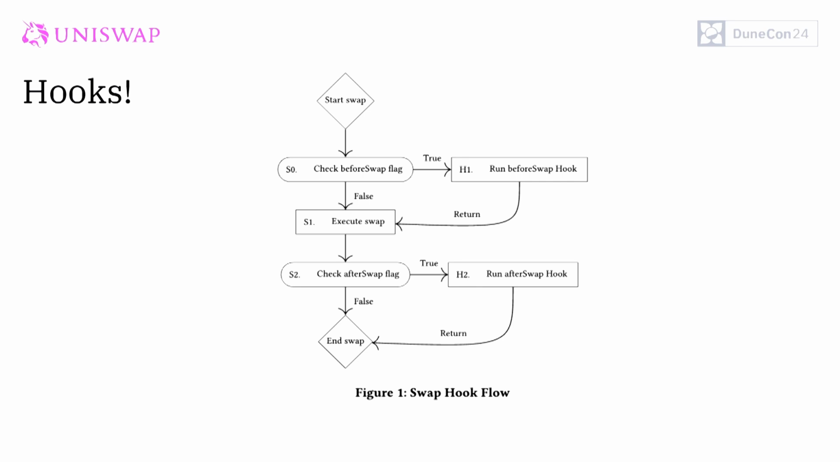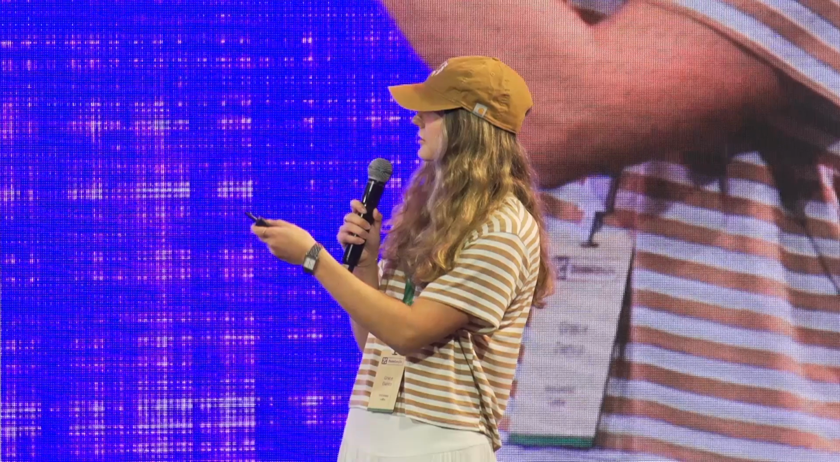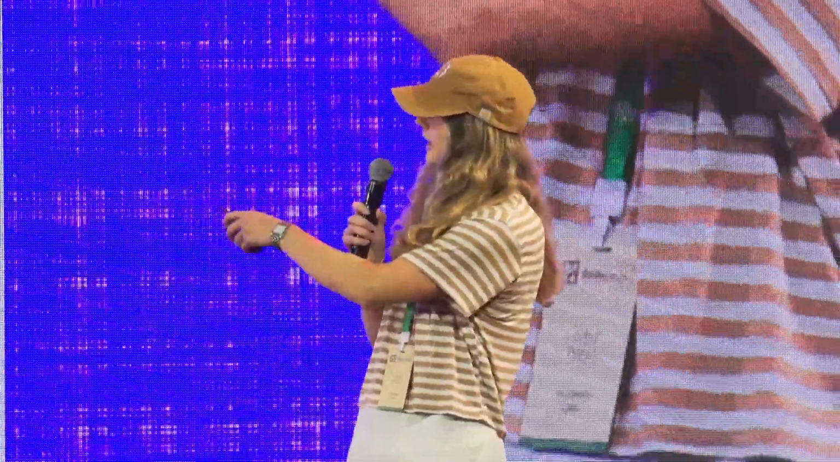But yeah, essentially you start a swap. You can check before if something passes, doesn't pass, whatever criteria you have set. It'll execute that swap, do a bunch of things. It'll check after the swap, and then it'll end. And that's what swap flow would look like with a hook that has two hook functions, these before swap and after swap flags.